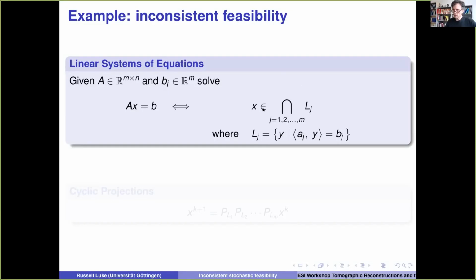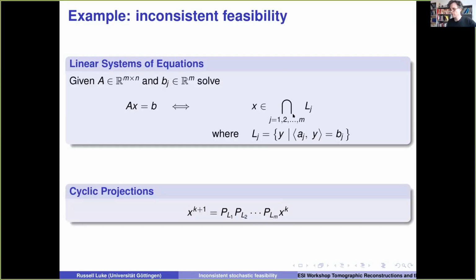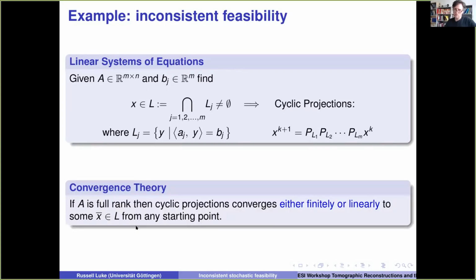And once you formulate it as a feasibility problem like this, the first algorithm that you could think of would be cyclic projections. You just start with the mth row of this system of equations, project onto that hyperplane, project onto the next hyperplane all the way up to the first row, project on that hyperplane, and then repeat. And there's a theory for this. You can show this very easily, that if A is full rank, then this cyclic projections operator mapping here converges either finitely or linearly to some point in the intersection of these from any starting point. In fact, it converges to the nearest point of your starting point to the intersection.